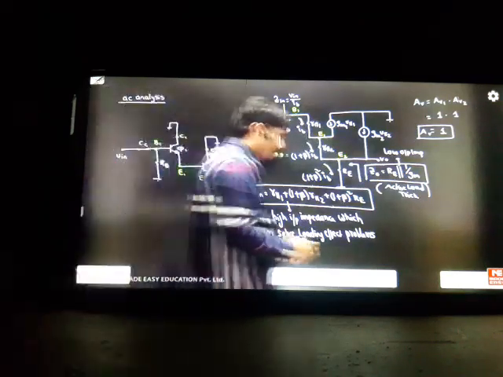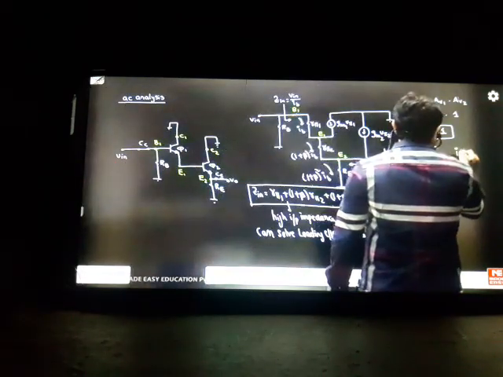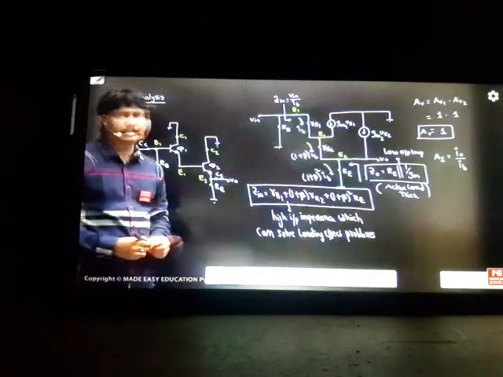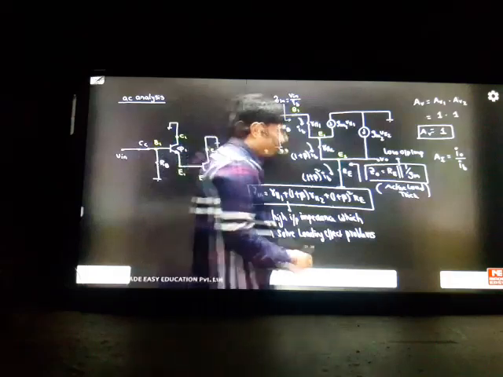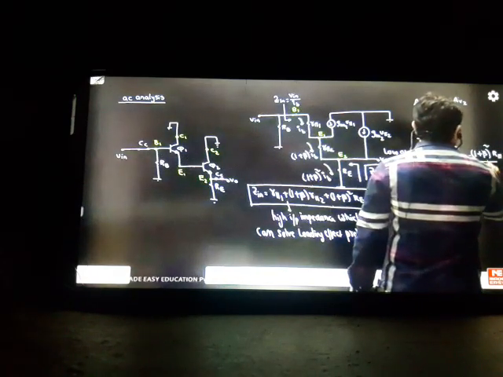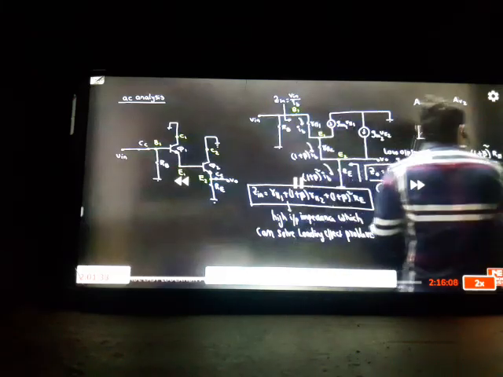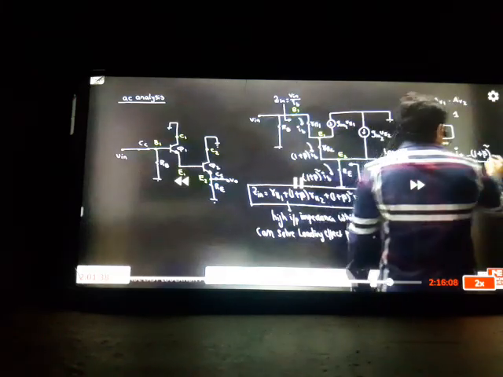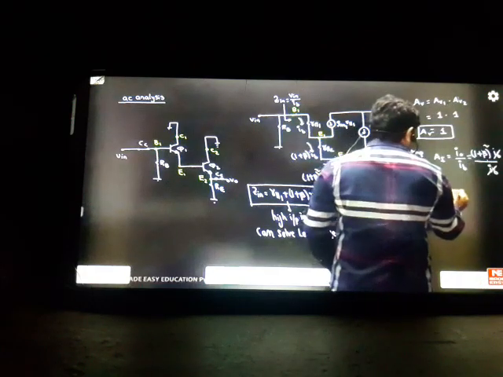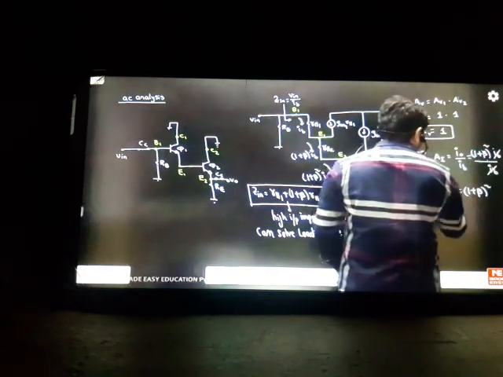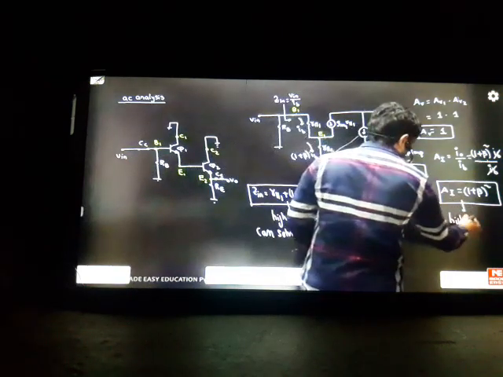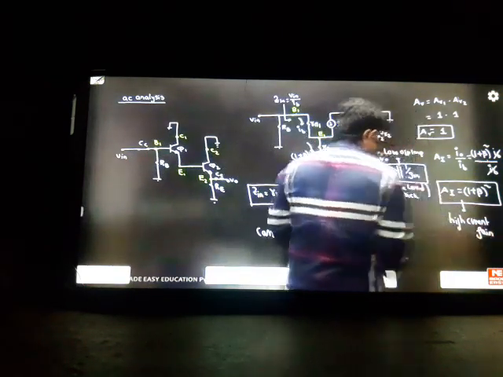So what about the current gain? If you see current gain, it is I naught by IB. I'm not interested in calculating from the circuit, I'm interested in calculating from the base current. I naught is nothing but here 1 plus beta times beta times IB, divided by IB. So the current gain is coming to be 1 plus beta squared. The Darlington pair will give high current gain. So these are the main properties of the Darlington pair.